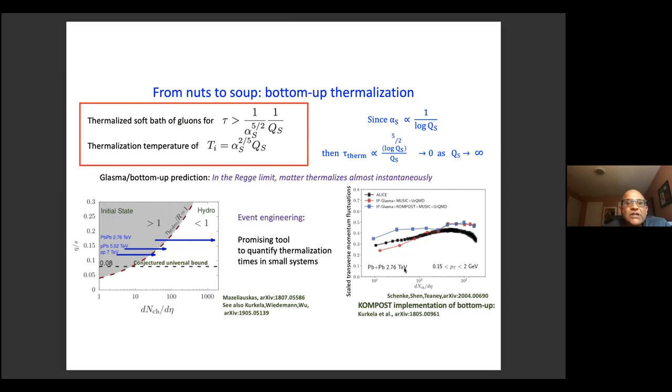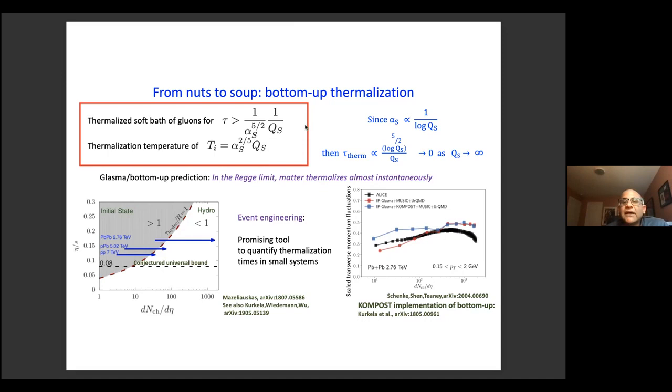So to summarize this particular line of thought, you can follow the system all the way to thermalization, where you have a thermalized bath of soft gluons on time scales which are given by one over Q_S times the coupling, with the thermalization temperature proportional to the saturation scale.